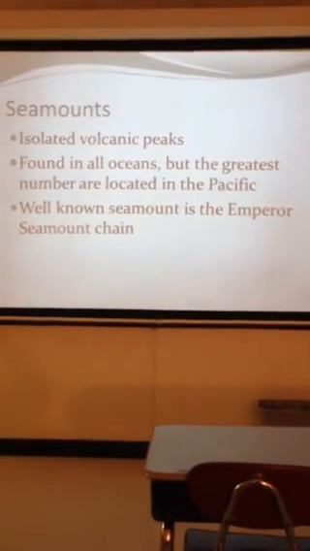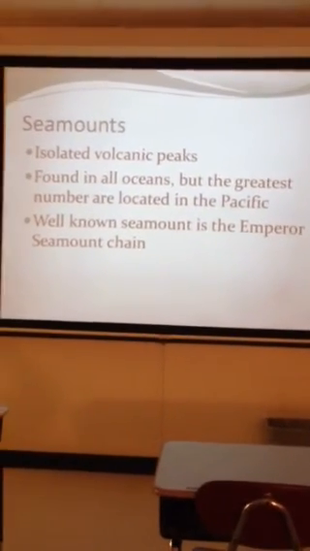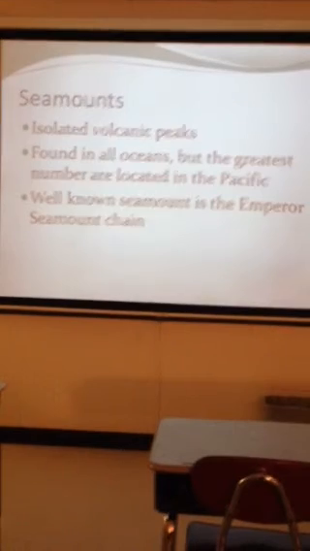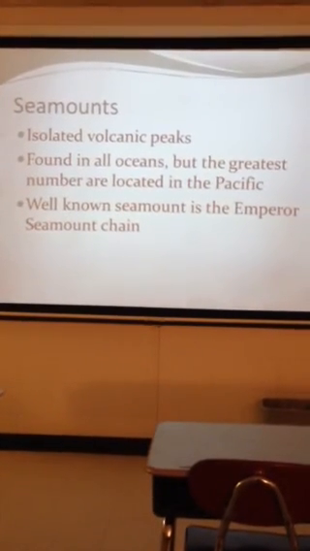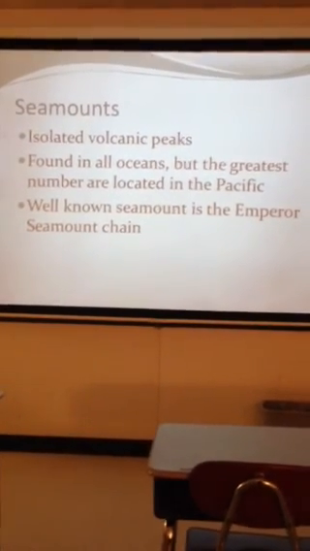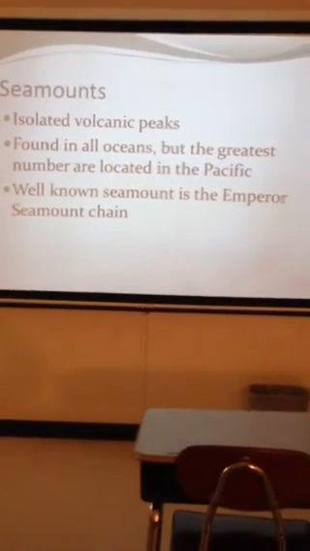The seamount is an isolated volcanic peak, and remember, the seamount does not come up through the surface of the water. That is called the volcanic island. The seamount is found in all of the oceans, but the greatest number are located in the Pacific on the abyssal plain. The most well-known seamount is the Emperor Seamount Chain.